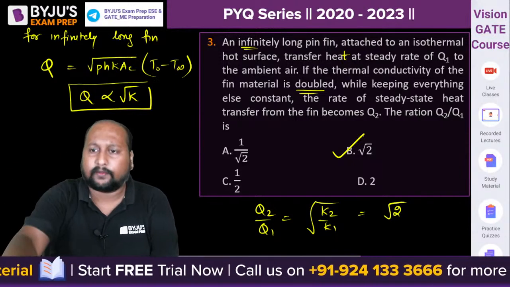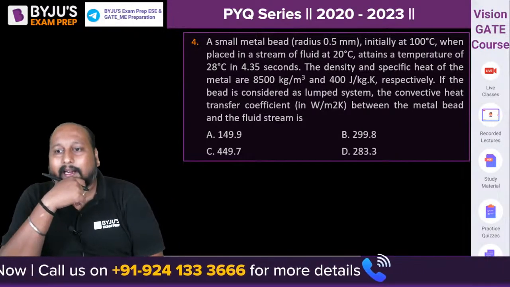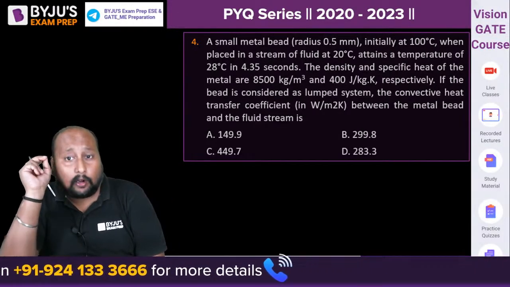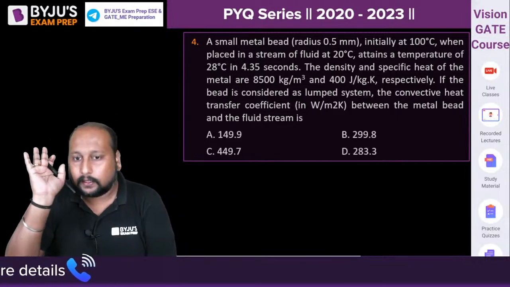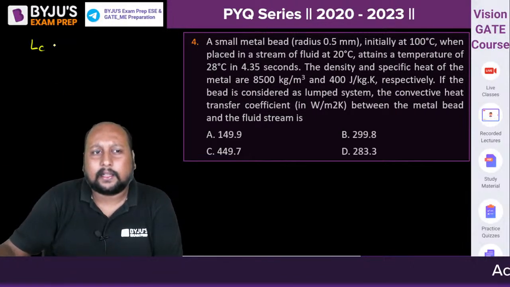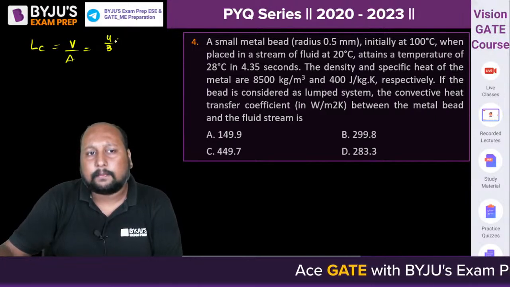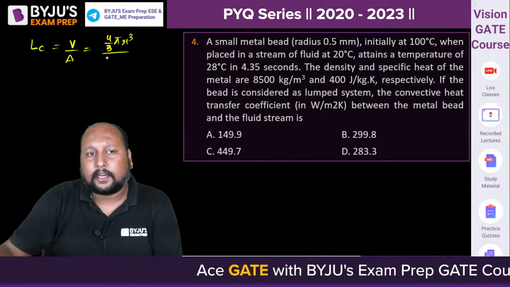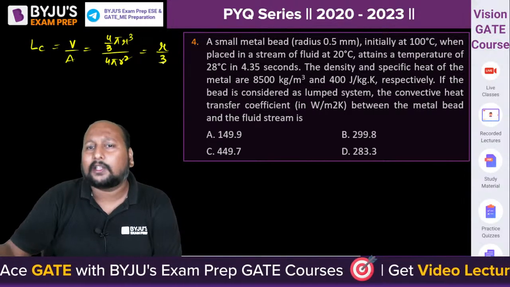Okay, next question, question number 4 on the screen. From the unsteady state, from the transient heat conduction, a small bead of radius 0.5. Now, whenever you are getting a question from the lumped analysis, always try to calculate the characteristic length. Okay, that is volume by area. So this is 4 by 3 pi r cube divided by 4 pi r square. This is equal to r by 3. It will ease off your calculation.